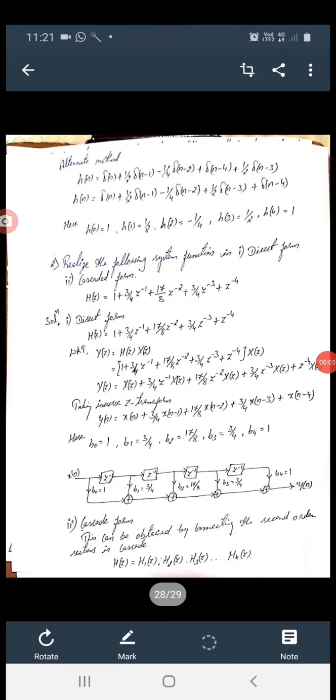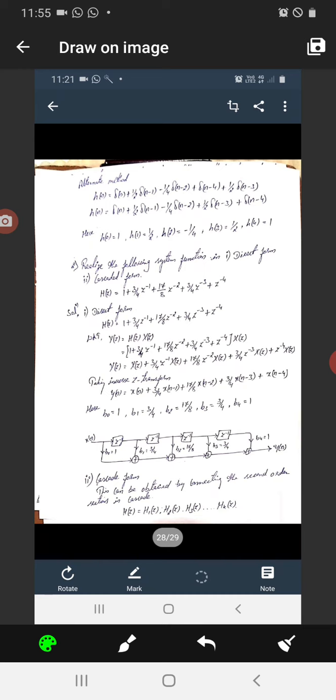Next problem, it's given where we have to realize the direct form and also cascade form for the given function, that is H of z equals 1 plus 3 by 4 z inverse plus 17 by 8 z raised to minus 2 plus 3 by 4 z raised to minus 3 plus z raised to minus 4. Here the equation is in terms of the z domain, a z transform equation.